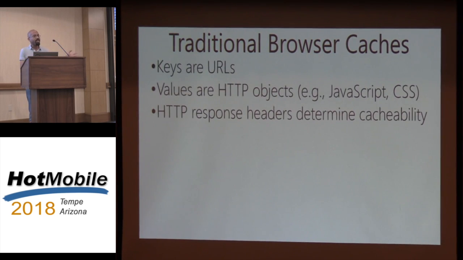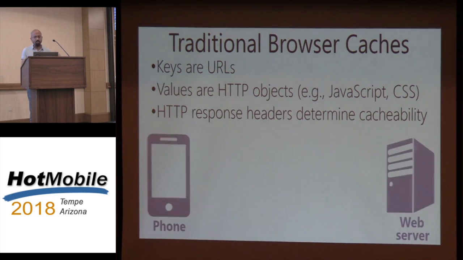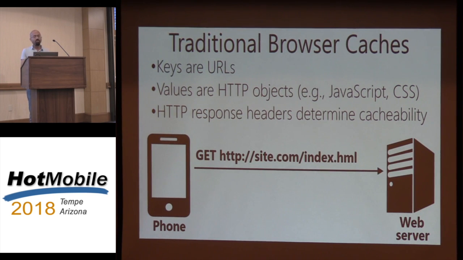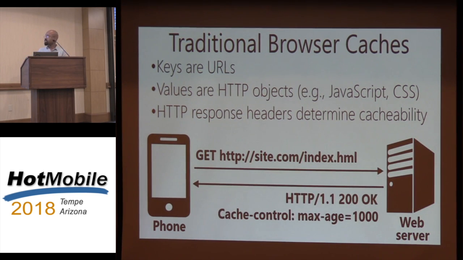Well, in a traditional cache, the keys are URLs, the values are HTTP objects like JavaScript files or CSS files, and HTTP response headers returned by the server determine the cacheability of objects. So for example, suppose we have a phone and a web server. The phone issues an HTTP request for an object, and the server is going to respond with the bytes in that object. And the server also returns a caching header, as shown here in blue. So in this example, the phone should cache the object for 1,000 seconds. So the device is going to store the bytes that were returned using that URL up there as the cache key. Now, this approach for caching has been used for thousands of years by countless civilizations.